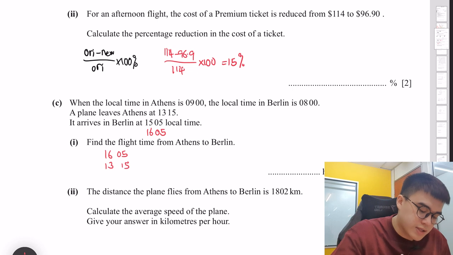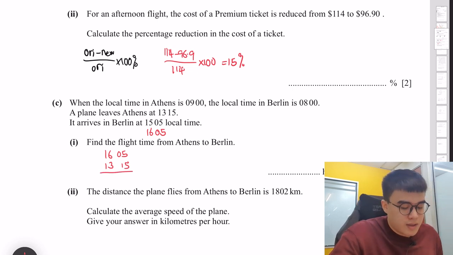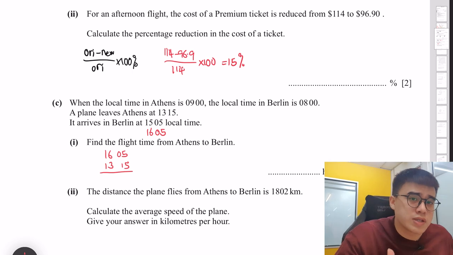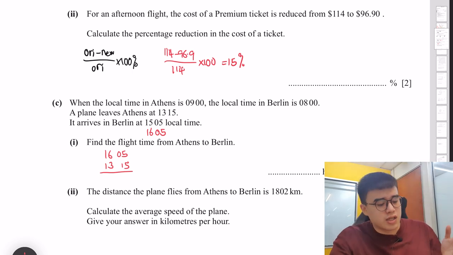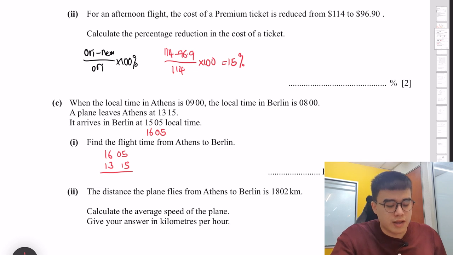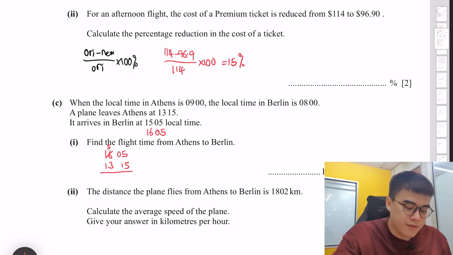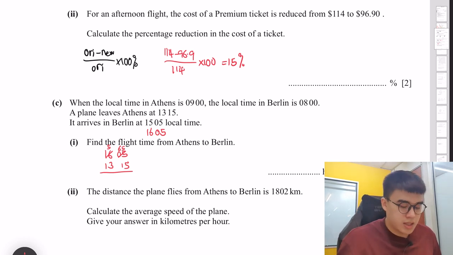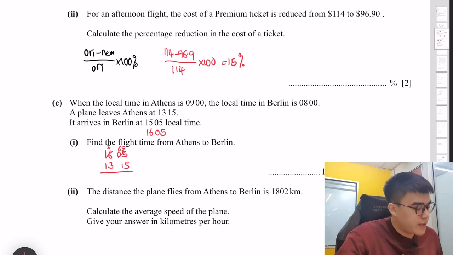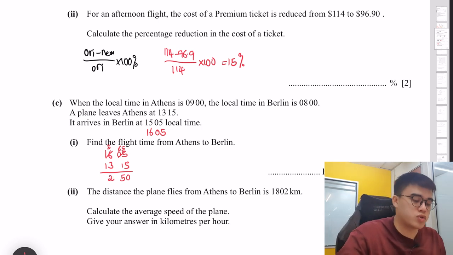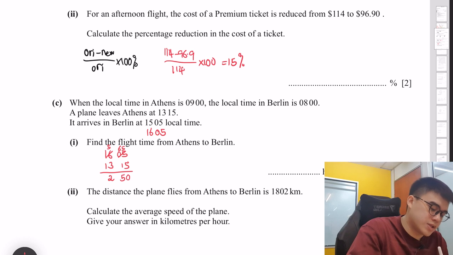So students always ask, why can't I just key into the calculator? Because an hour is only 60 minutes. So you can't actually use your calculator to calculate it directly. So this 6, if I were to borrow 1 to the back, instead of writing 15, it would be 65 instead, because 1 hour has 60 minutes. 65 minus 15, you get 50. 15 minus 13, you get 2. So this will be 2 hours and 50 minutes.